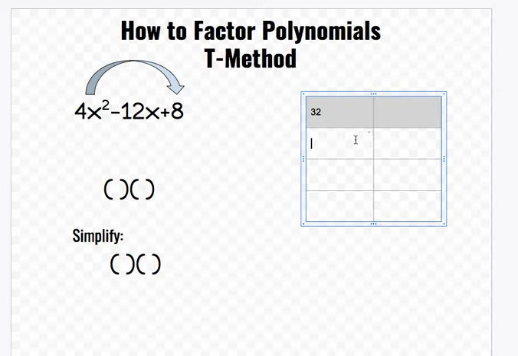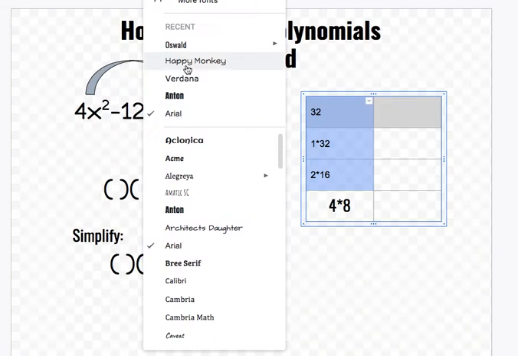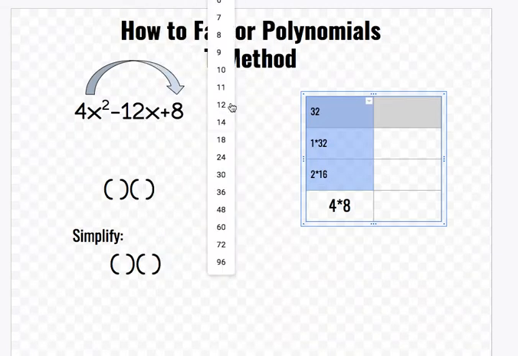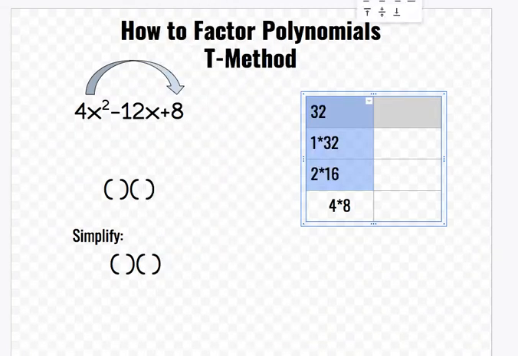So what are some of the factors of 32? What multiplies to 32? Well, simply, every number can be multiplied by 1. So 1 times 32 gives you that 32 back. 2 times 16 also gives you 32. And lastly, we also have 4 times 8 gives you 32. Let me make those pretty for y'all. So those are all the factors of 32.